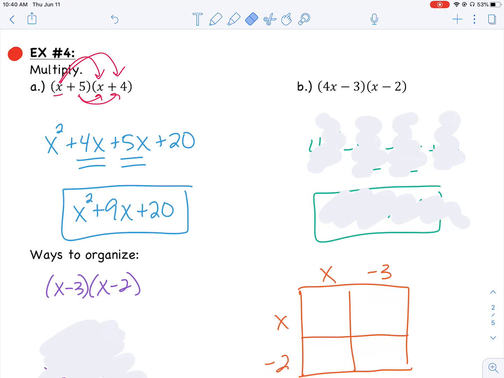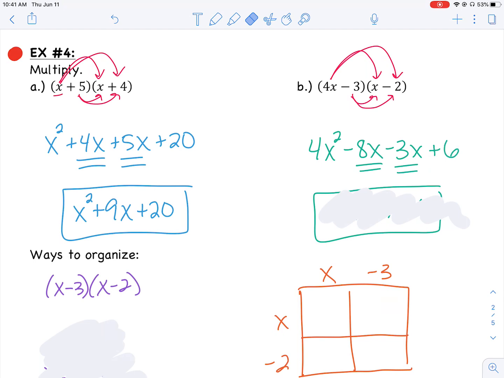Look at B. B also has us multiplying. We have two terms in the first polynomial and two terms in the second polynomial. So we're going to do the same thing that we did in example number 4a. We're going to multiply through by the 4x, and then we're going to multiply through by the negative 3. You ready? 4x times x is 4x squared. 4x times negative 2 is negative 8x.